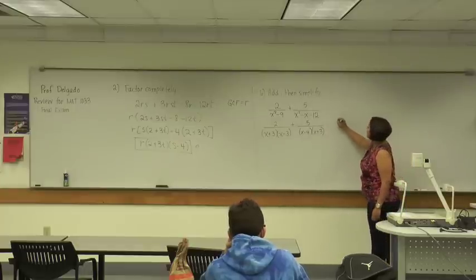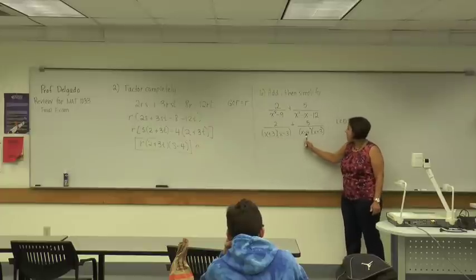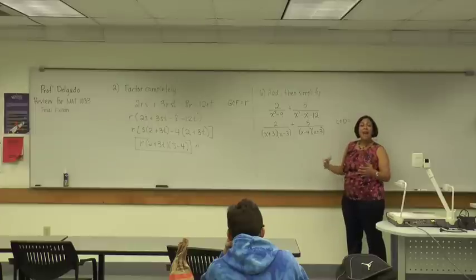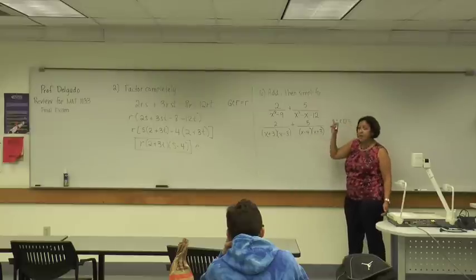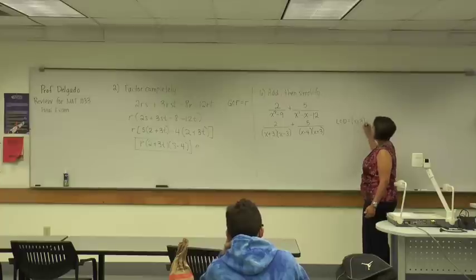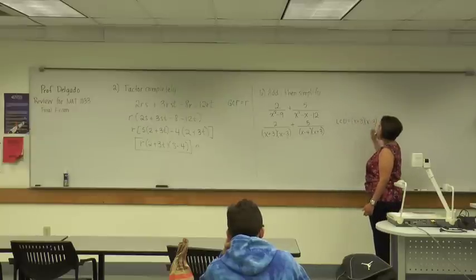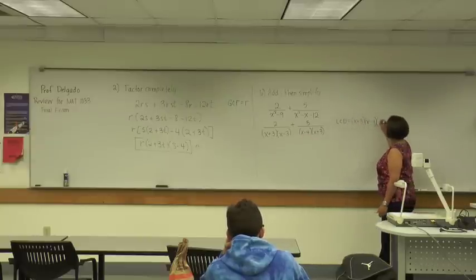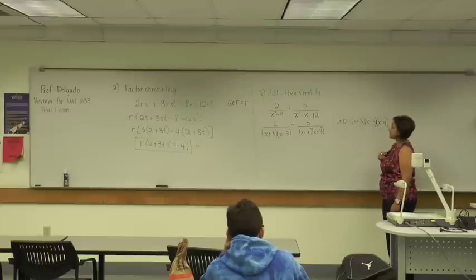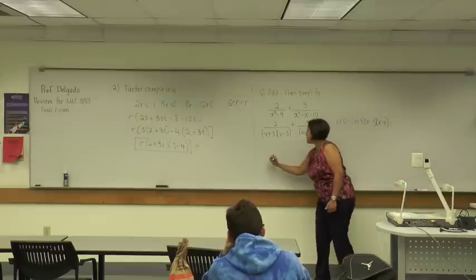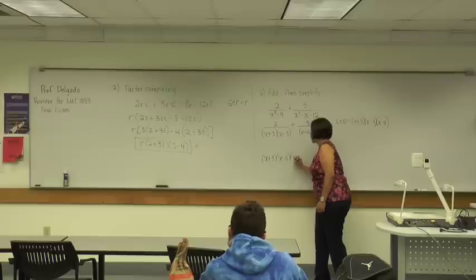So now we have to think about what our new denominator has to be. Our least common denominator has to include every factor that you see at least once, and we have to include it to the highest power that we see it raised to. So we see an x plus 3 factor, and the highest power is the first power. We see an x minus 3 factor, the highest power is the first power. And we also see an x minus 4 factor. So this is our least common denominator: x plus 3, x minus 3, and x minus 4.